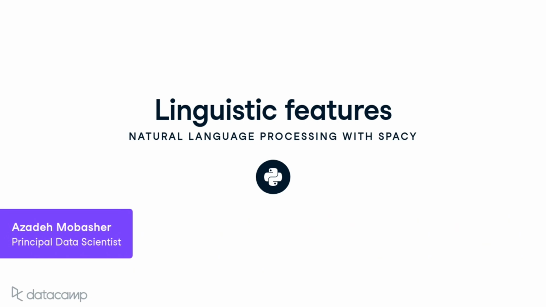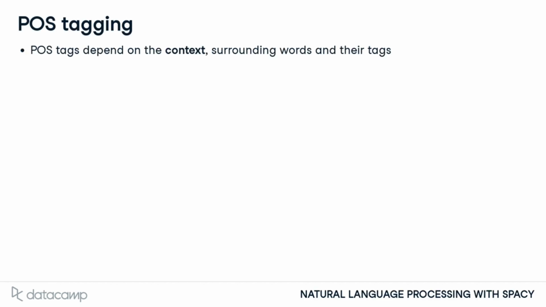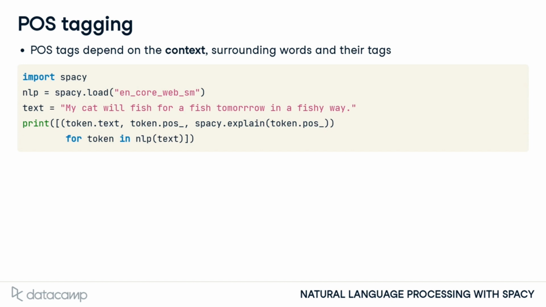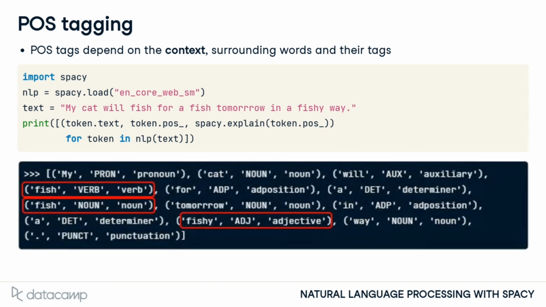Welcome. In this video, we will cover more details on part-of-speech tagging and introduce dependency parsing. We have learned how we can use Spacy to extract part-of-speech tags. Each word is tagged by a part-of-speech tag depending on its context and the other surrounding words and their part-of-speech tags. For example, given a tricky sentence such as "My cat will fish for a fish tomorrow in a fishy way," the Spacy tagger makes correct part-of-speech tag predictions for the fish and fishy words by tagging the first word fish to verb, the second word fish to noun, and the word fishy to adjective.